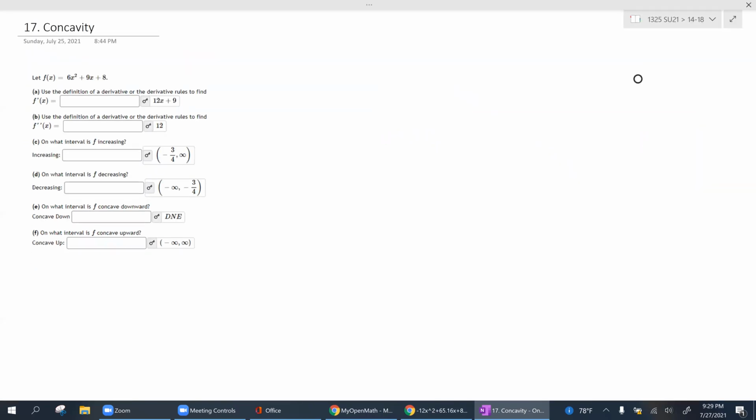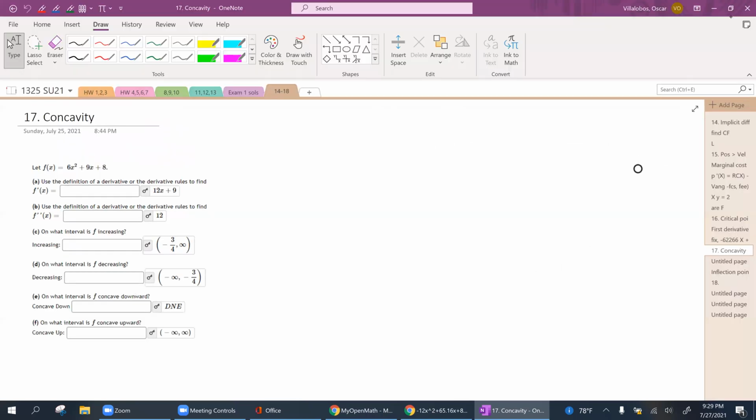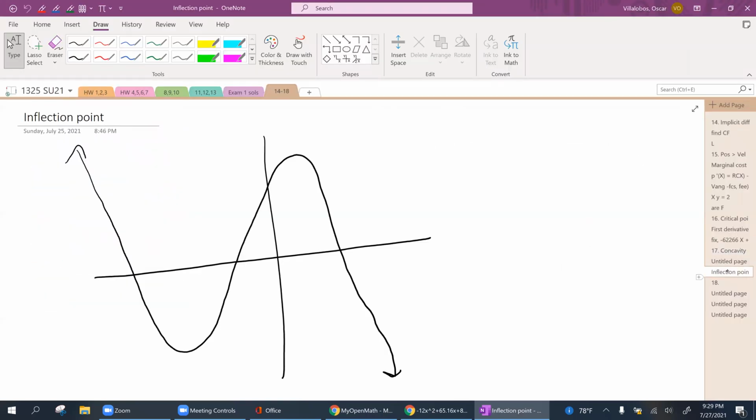So now we're going to be locating and applying concavities. There are things known as inflection points. An inflection point is a point between a max and a min. At that breakaway point, for this problem, to the left of this graph is what's known as concave up.